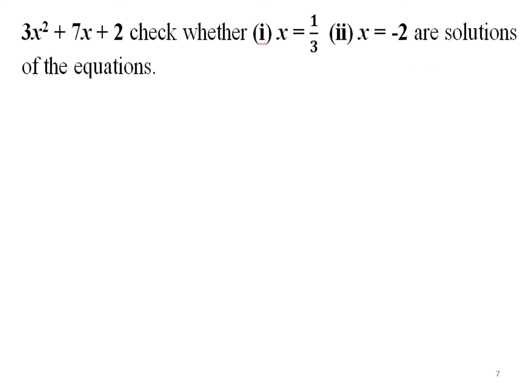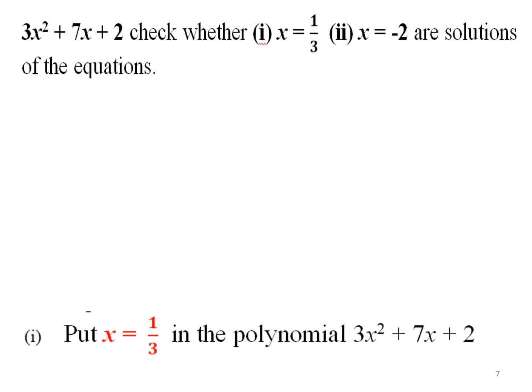Okay, now this is my equation 3x square plus 7x plus 2 and I have got two values for x. x is equal to 1 upon 3 and x is equal to minus 2. We have to check whether these are the solutions for the given equation. When I substitute the values 1 upon 3 and minus 2, the answer of 3x square plus 7x plus 2 should give me 0. If it does not give me 0, then that specific value of x is not the solution.